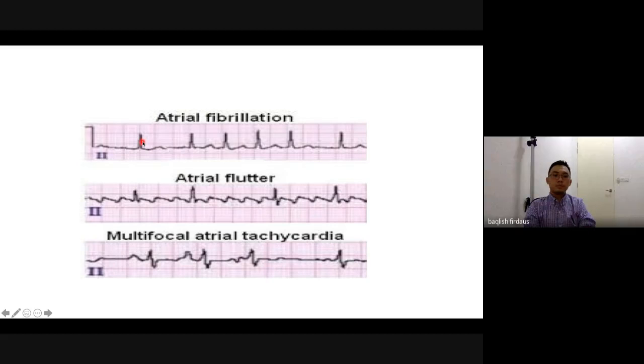In atrial fibrillation, there will be an irregular RR interval with fibrillation waves at the baseline ECG. In atrial flutter, like I mentioned just now, there will be a sawtooth appearance. This one is with variable block, or multifocal atrial tachycardia.